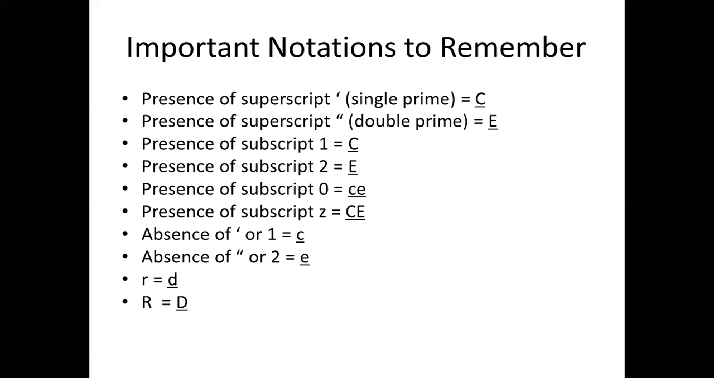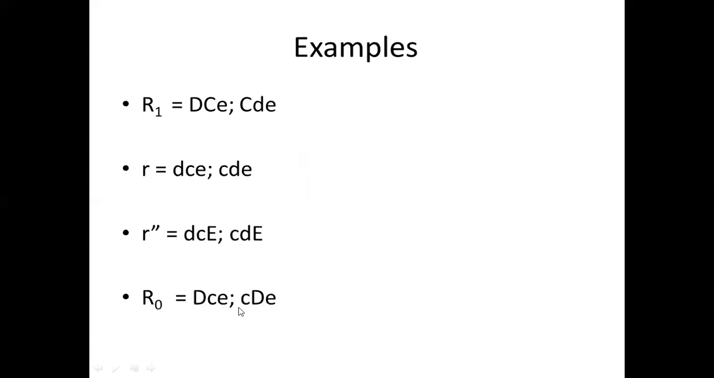Absence of 1 or single prime would denote a lowercase c. Absence of double prime or 2 would denote a lowercase e. A lowercase r would denote a lowercase d, while an uppercase R would denote an uppercase D. So this one would mean Rh negative, and this one would mean Rh positive. So let's do example exercises.